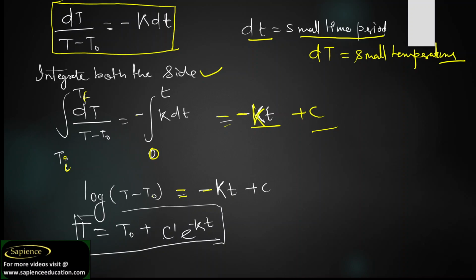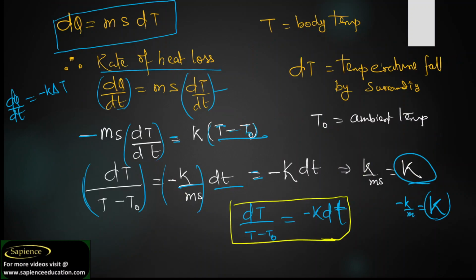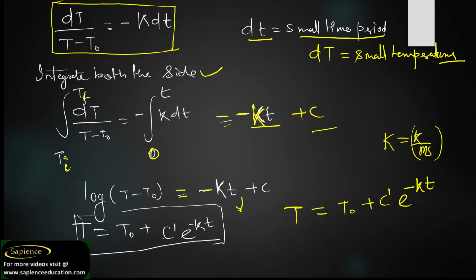From here, if we remove the log, T, that is the temperature at any instant, is equal to the ambient temperature plus C dash into e to the power minus K t, where capital K is equal to small k by m s. Small k is a constant of proportionality. I hope you have understood this equation. By using this equation, we can solve the problem.